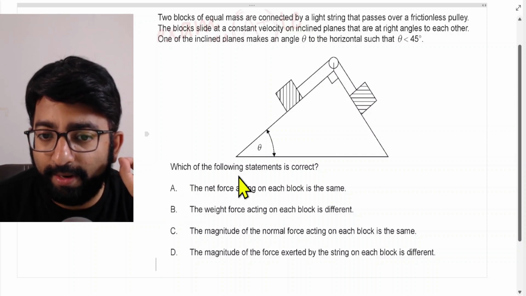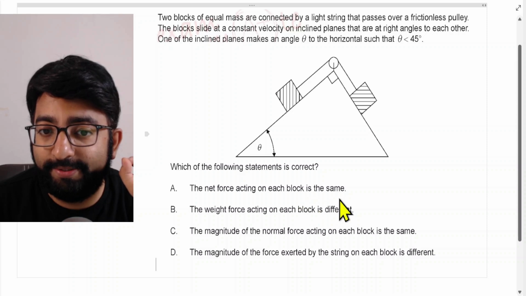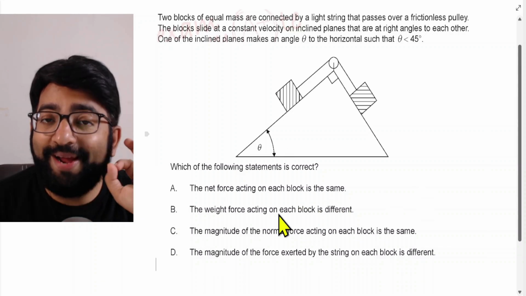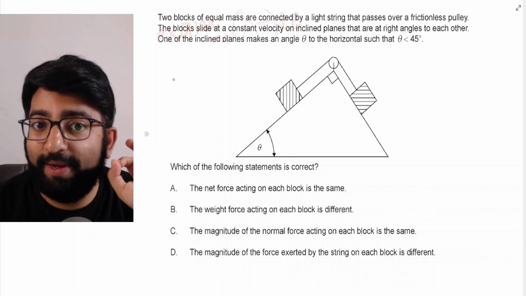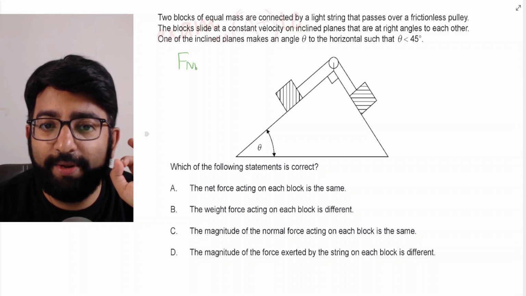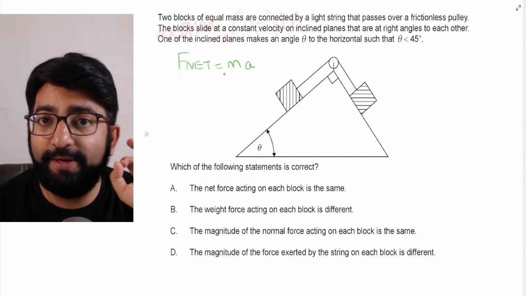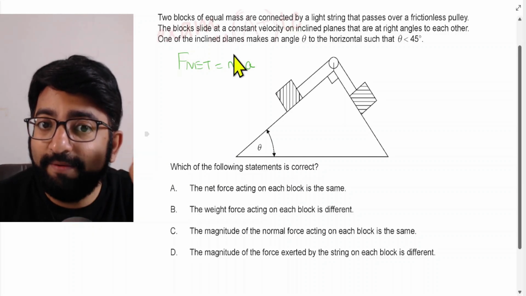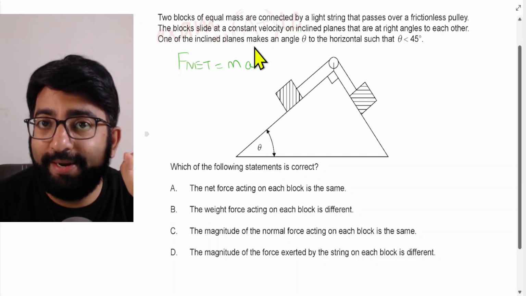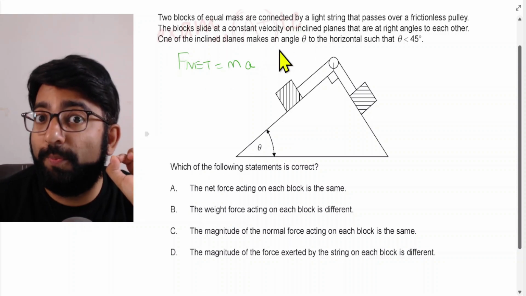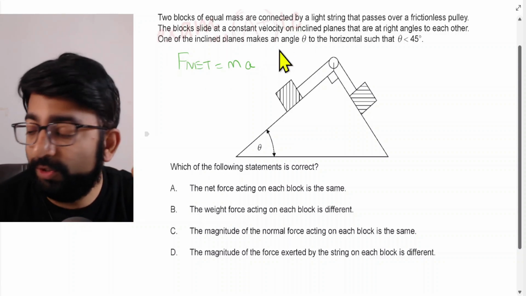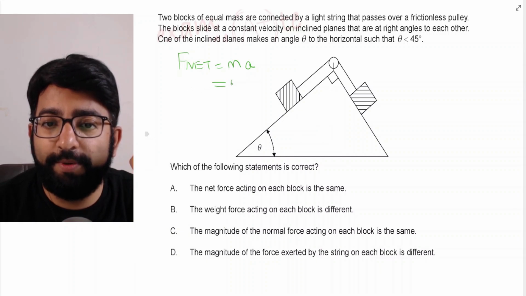Option number A. The net force acting on each block is the same. How do we do it? To find the net force, we know the formula F net is equal to m into a. That's Newton's second law, F is equal to ma. So what is the acceleration of the blocks? The key word here is the blocks are sliding at constant velocity, which means acceleration is zero, which means net force will also be zero.